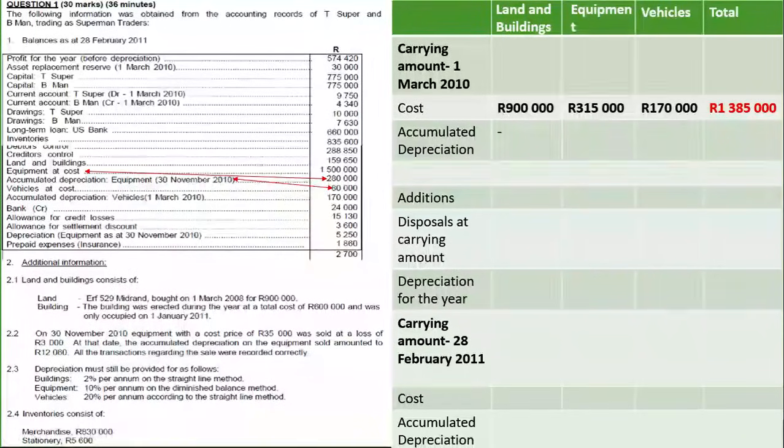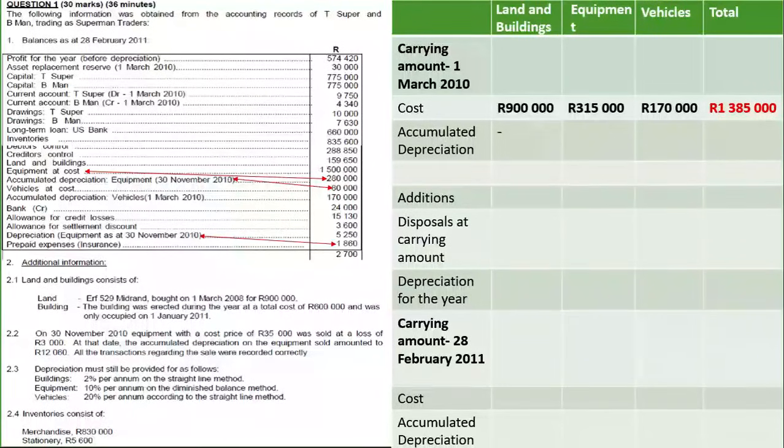Did you get that? I'm going to say it again. The accumulated depreciation that we are given here, which is written 30 November 2010 in brackets at 80,000 Rand, does not include the accumulated depreciation related to the equipment which was sold. We want the accumulated depreciation at the beginning of the period. So we have to take this 80,000 Rand and we add the accumulated depreciation for the equipment which we sold, because we had this equipment at the beginning of the period. So we have to add all the depreciation that we had at the beginning of the period.